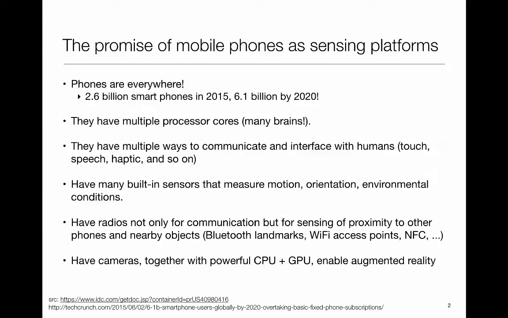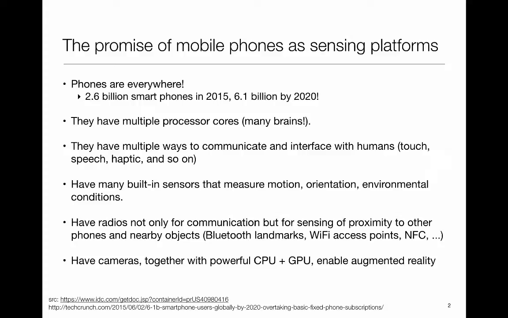Basically, each of them has multiple cores, multiple brains, and the phone also has multiple ways to communicate and interface with humans. There's of course the touch screen, but you can also do speech control like Siri and Google Now, and also haptic control. If you have the newest iPhone, you might also have the pressure-based touch control. All these things have really changed the way you interact with a smartphone.